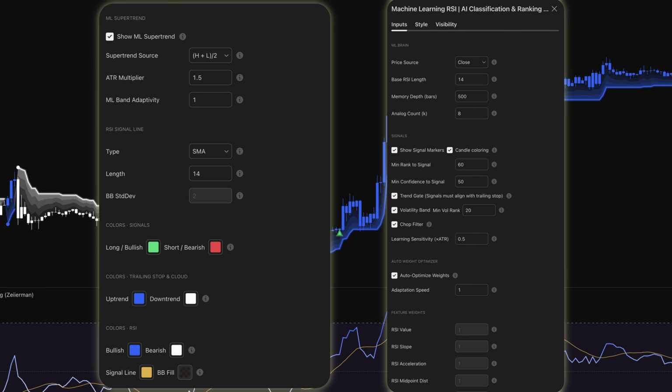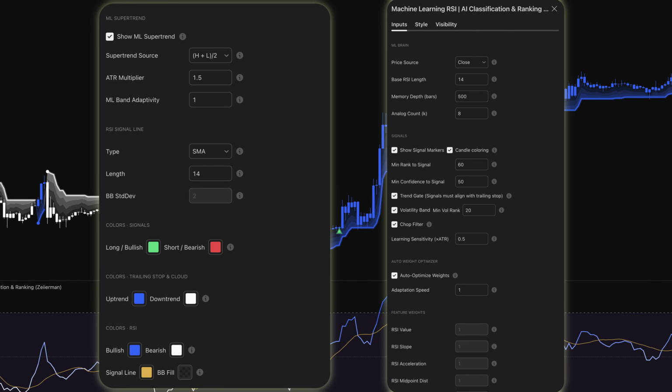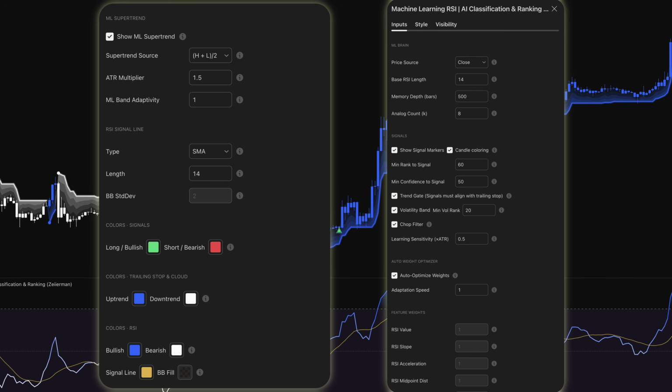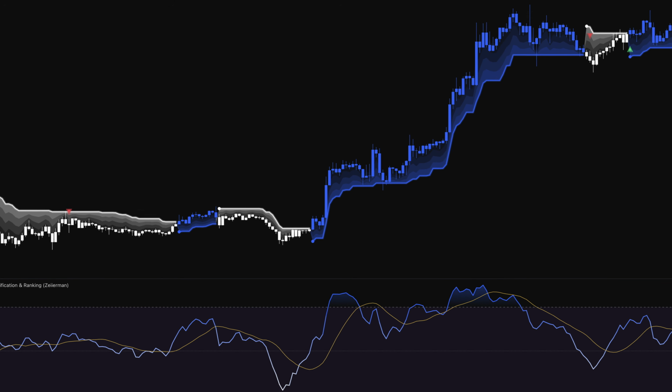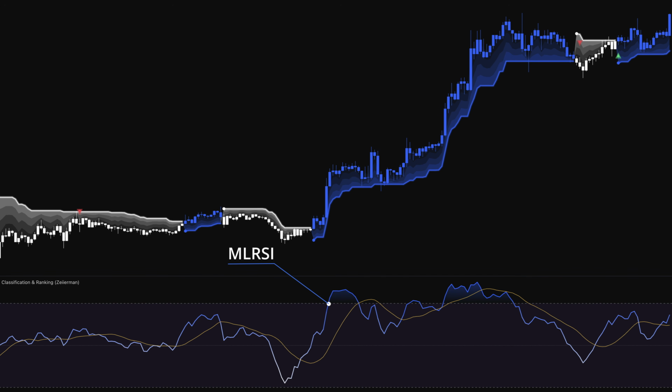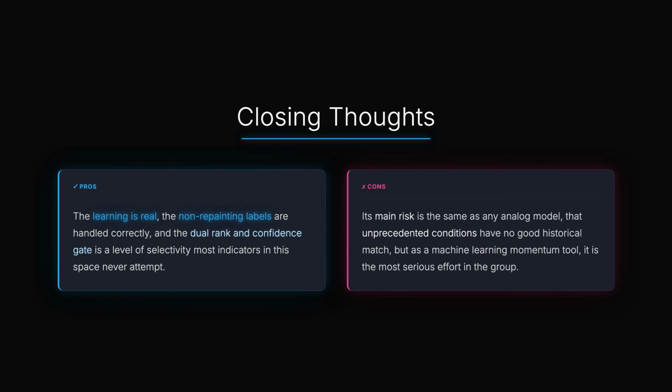Customization is extensive without being aimless, since the memory depth, neighbor count, learning sensitivity, and both gates map directly to behavior you can feel on the chart. Visualization is the strongest of the four, with a tilted MLRSI line, gradient regime fills, the adaptive trail, and clear long and short markers. The learning is real, the non-repainting labels are handled correctly, and the dual rank and confidence gate is a level of selectivity most indicators in this space never attempt.